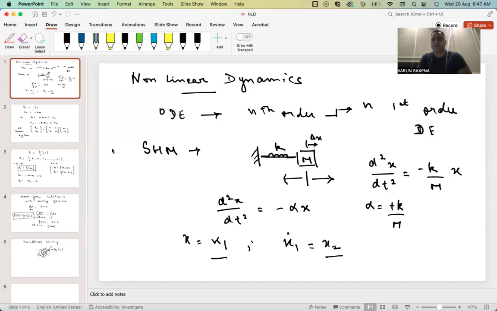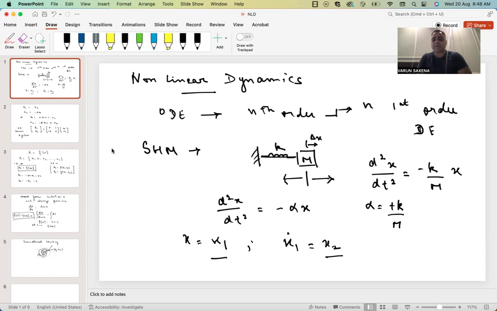So consider a spring to which a mass is attached. If you give a small displacement to this mass, the particle will go back and forth and will execute a periodic motion. The equation of motion can be written by using Newton's second law of motion. Force is equal to mass into acceleration. If we do that, the final equation that we arrive at is d2x by dt square is equal to minus alpha times x, where alpha is a constant given by k by m, where m is the mass of the body and k is the spring constant.